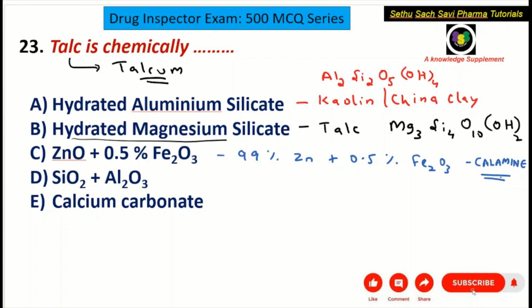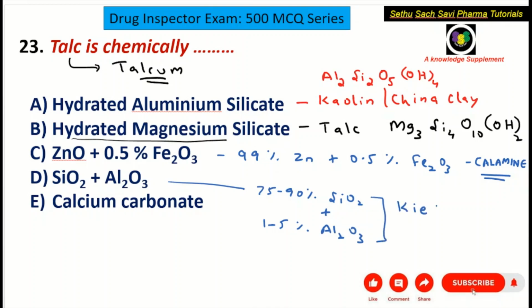Basically given for skin irritation or itching. Now SiO2 and Al2O3, especially 75 to 90% SiO2 plus 1 to 5% Al2O3, aluminum oxide, is a component present in Kieselguhr. Kieselguhr is also called diatomaceous earth. So SiO2 Al2O3 is a component of Kieselguhr or diatomaceous earth.